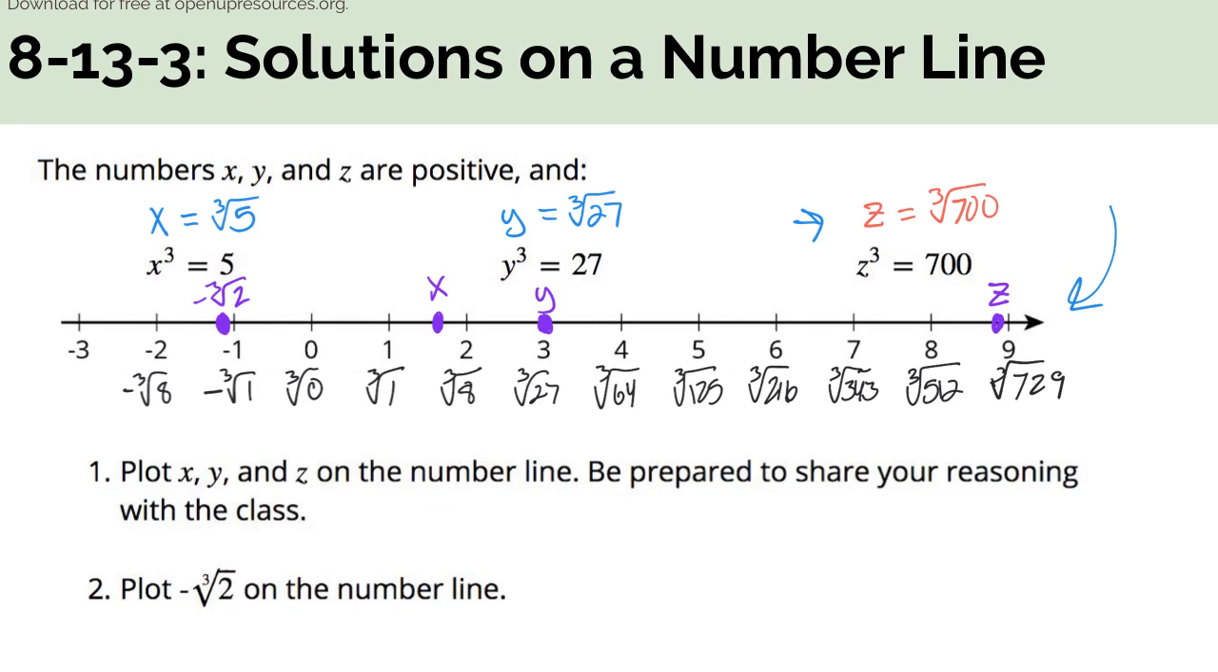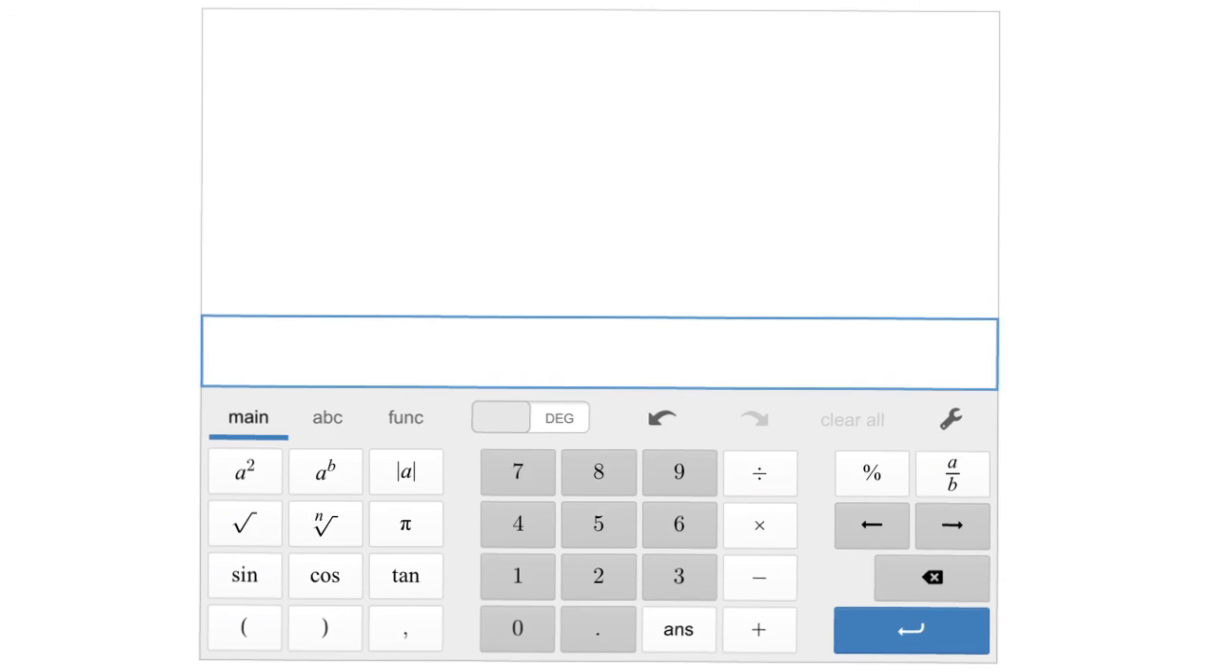I do want to show you guys how to find a cube root using a calculator, just in case you need that decimal approximation. For the most part, you won't need the calculator, but if you do, here it is. This is your Desmos scientific calculator. You're going to look for a button that looks like this. This is the square root. This is going to be where you can do the cube root.